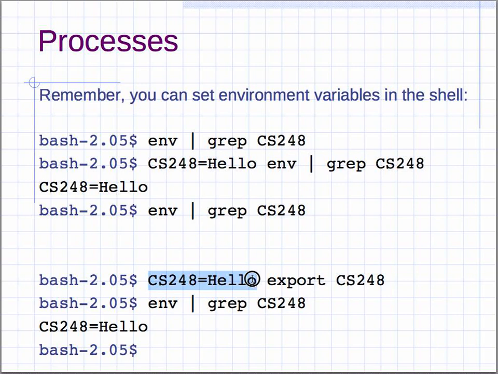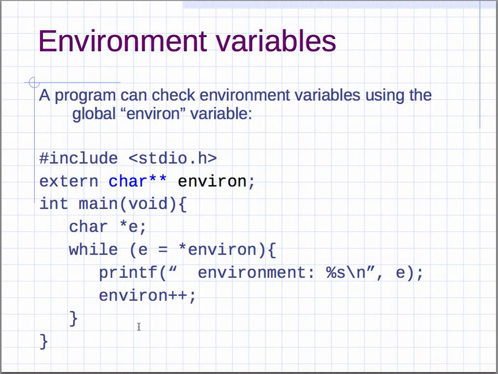You can define the variable cs248 to be hello, and then export it. Once you export it, then it's persistent. It stays in your shell, and it's now part of this particular shell. Of course, as soon as you exit from the shell and start up another shell, this is gone. There is no variable, but for the rest of the duration of this shell, if you do env and grep for cs248, it'll be there. Okay, so that's how environment works, and you can access all of this, quote-unquote, programmatically.